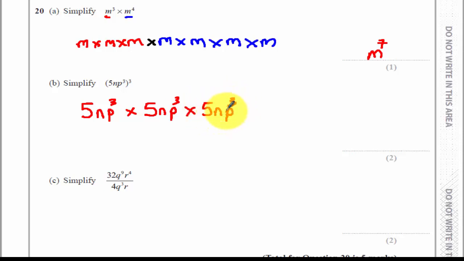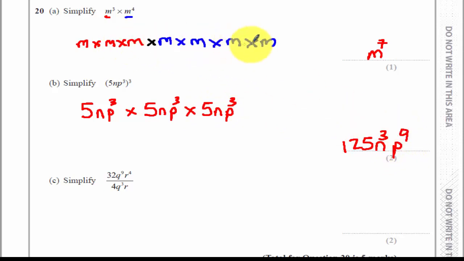3 times. 5 times 5 times 5 is 125, and don't be afraid to check that on your calculator in the exam, better to be safe than sorry. n times n times n is n cubed, and p cubed times p cubed times p cubed is p to the power 9.